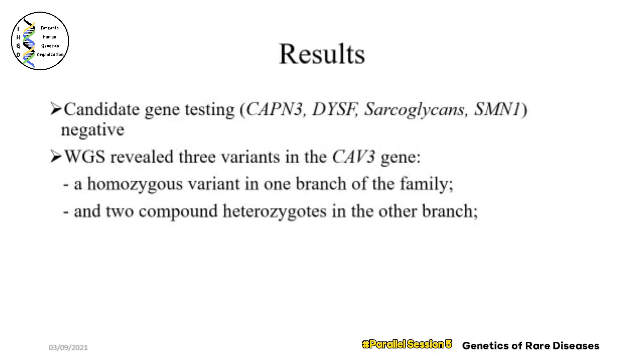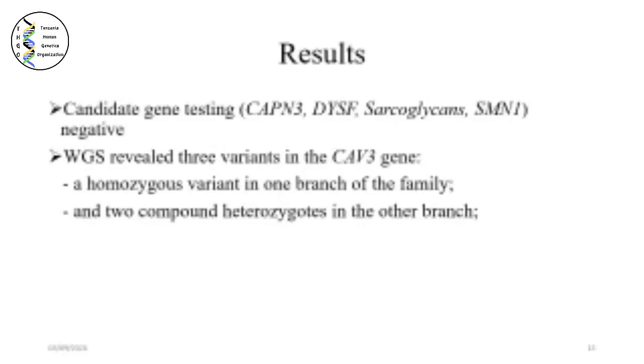Then we did the candidate gene testing, including calpain-3, dysferlin, sarcoglycan, and SMN, because we were thinking of recessive limb-girdle muscular dystrophy, but they were all negative. However, whole exome sequencing showed a homozygous variant in one branch of the family, and two compound heterozygote variants in the other branch. But one of the compound heterozygote variants was present in the other family in a homozygous pattern.